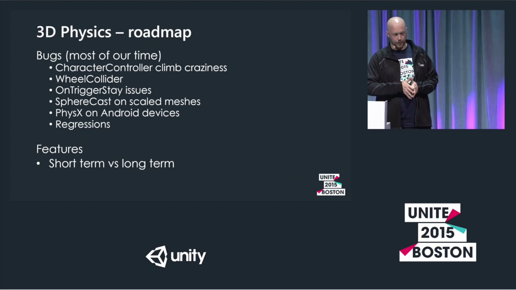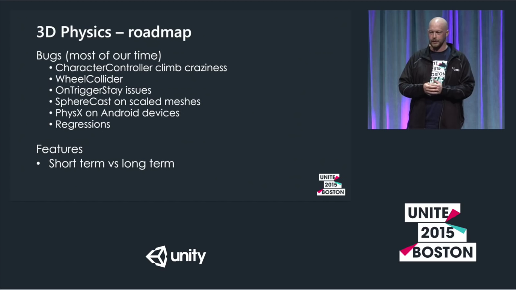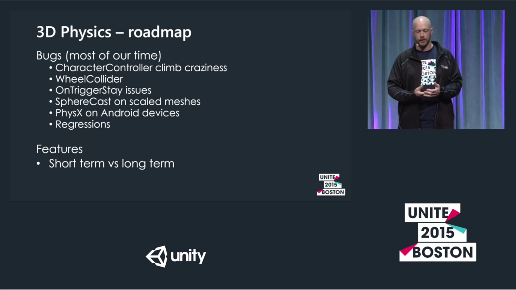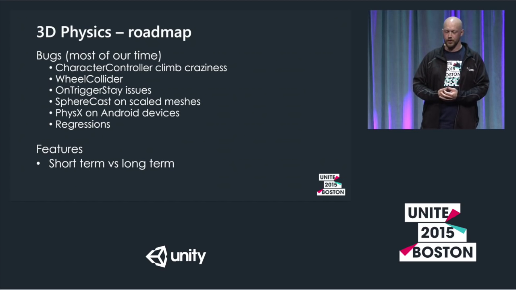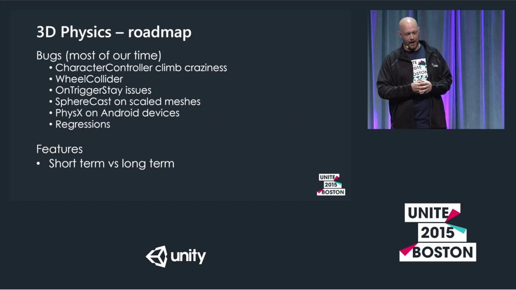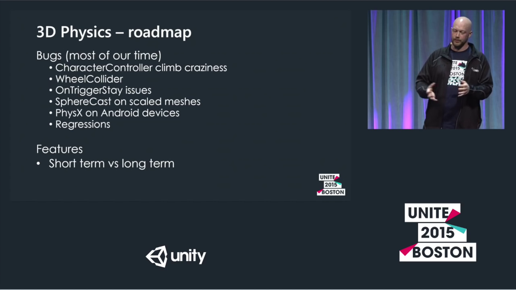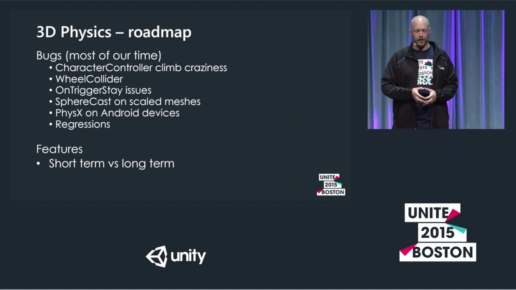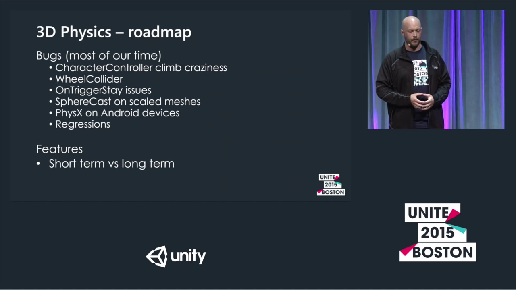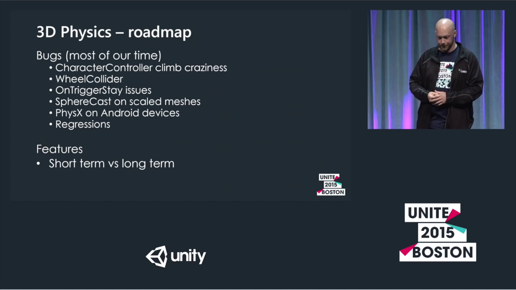Okay, so the loose roadmap I can give you of what we're working on, because we have really been fixing bugs all the time for the past 11 months. What we have first on our priority list is the character controller. We know that it's climbing around rigid bodies, and we have some fixes going on right now to help you get the Unity 4 behavior back.